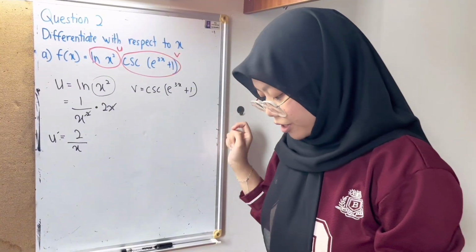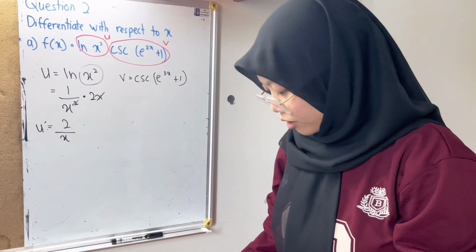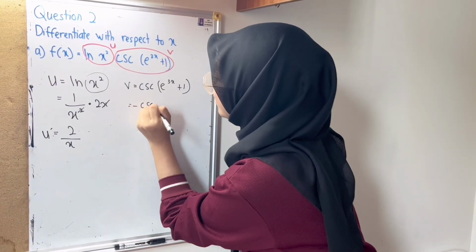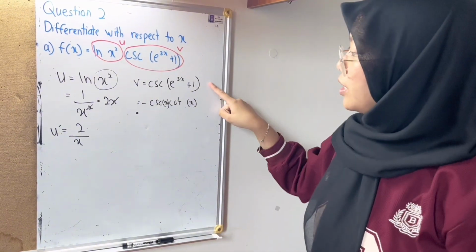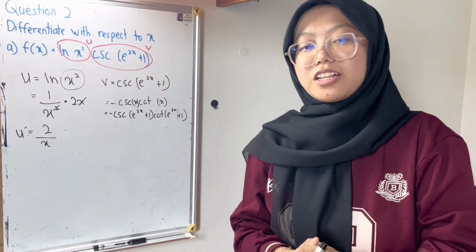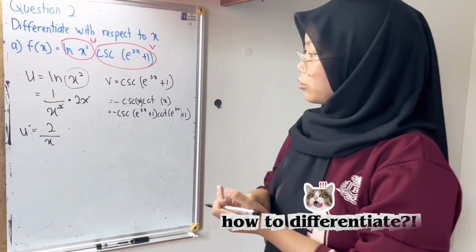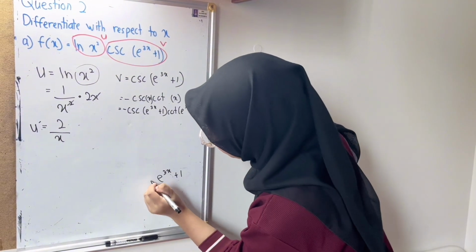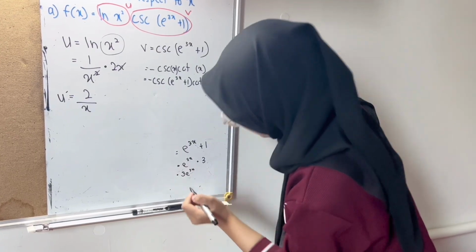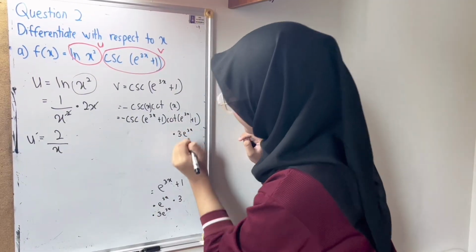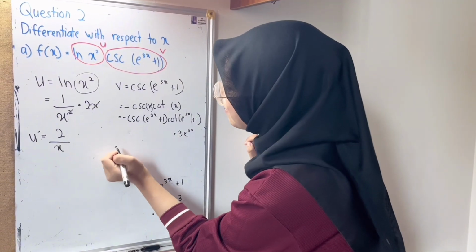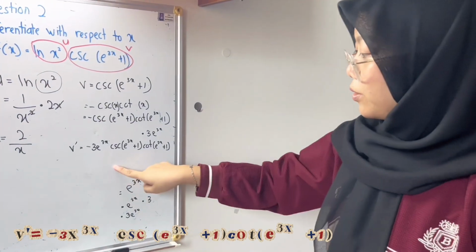Okay. As we know, the derivative of the trigo function cosec e to the power 3x plus 1 is negative cosec. So we need to substitute with this formula. But you don't forget to differentiate this bracket. How to differentiate this bracket? Copy all and differentiate this power. So we get 3 plus, differentiate x is x. Now we need to move x to the front. We can multiply with the negative. This is the answer for V prime.